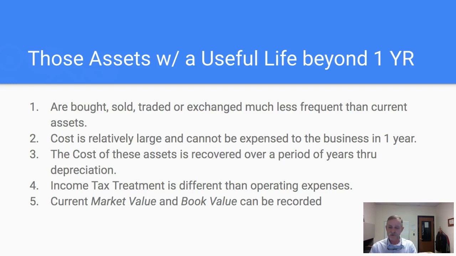Now we're getting into the weeds of the information that goes to these particular statements that are so important in evaluating and making decisions within a business. Okay, so hopefully you're following me along this path, and if you're not, then I need a phone call, right? Okay, so they're all the things that are bought, sold, traded, or exchanged much less frequently than current assets typically. Okay, so something should be coming to mind when we talk about those things.